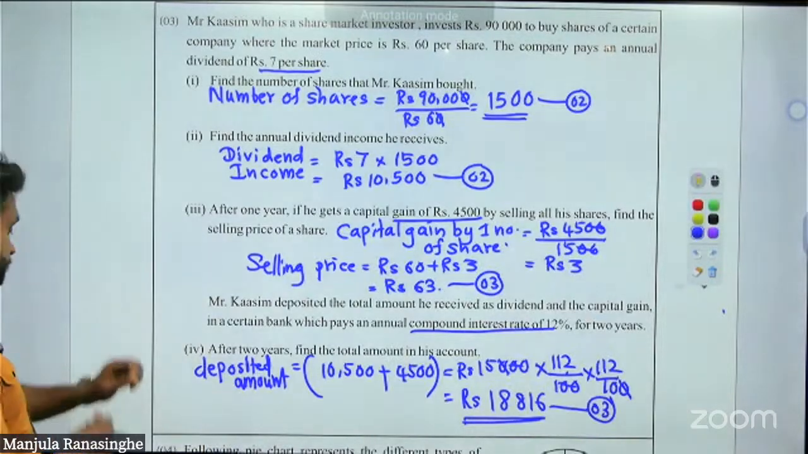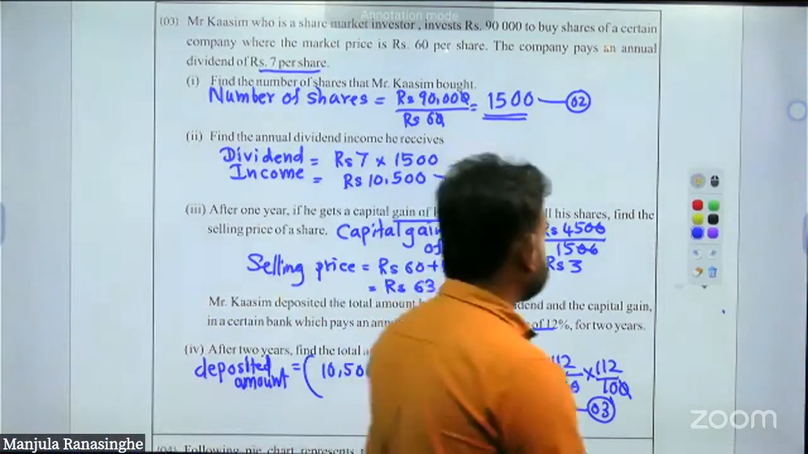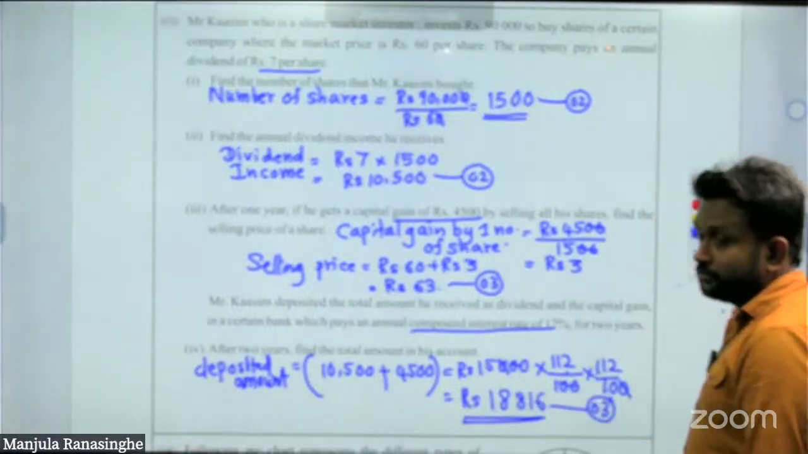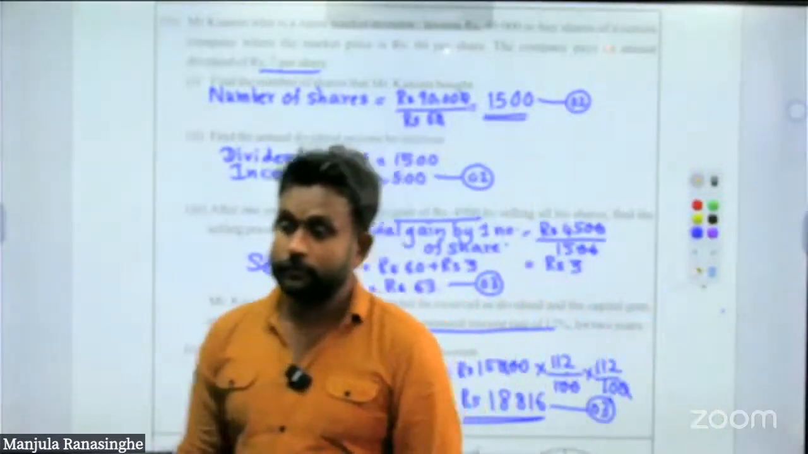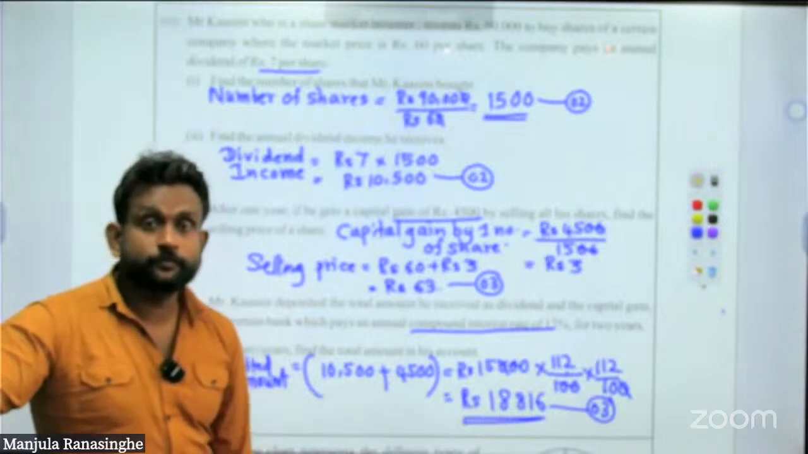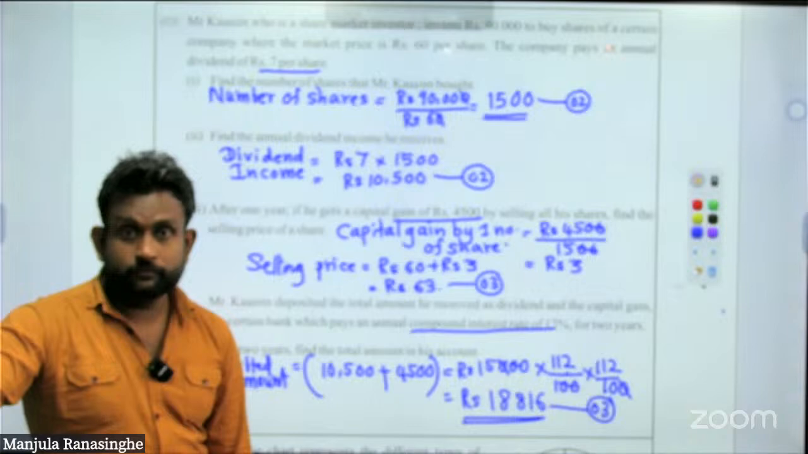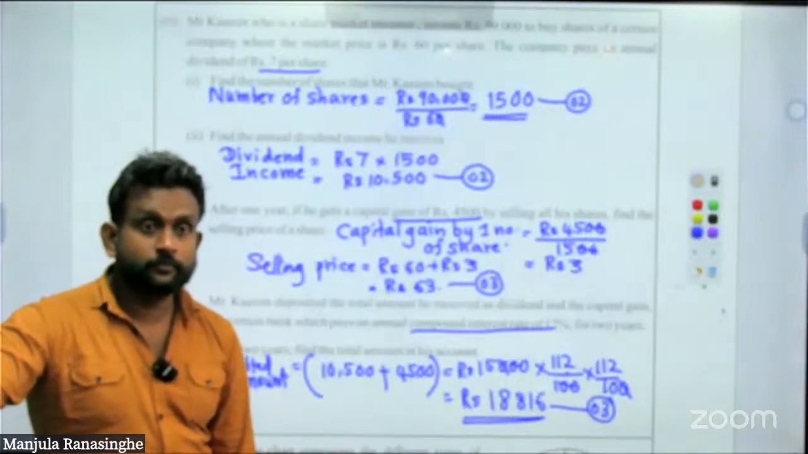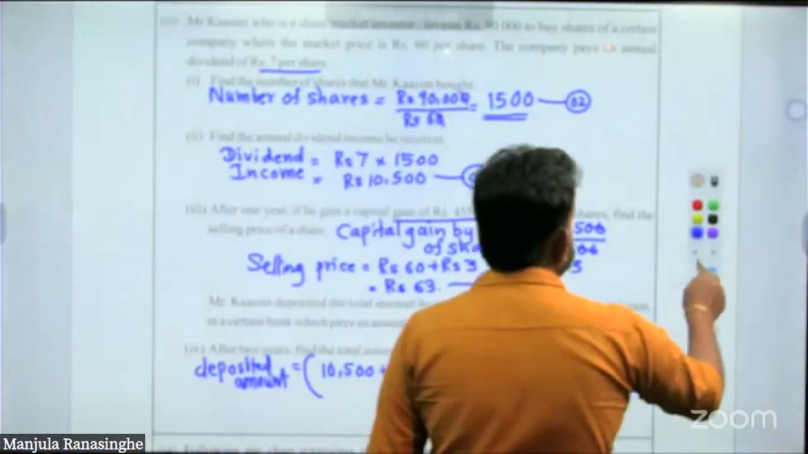Okay, correct them. Right, 10 marks is given for that one. So, 18,816. Right, okay, now we move to the next question.